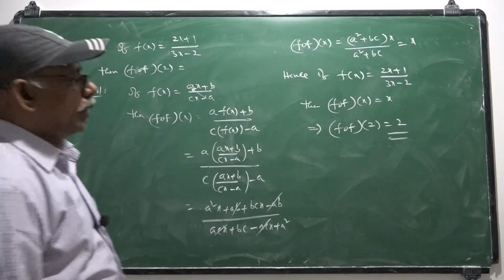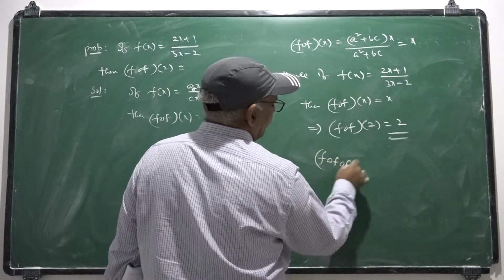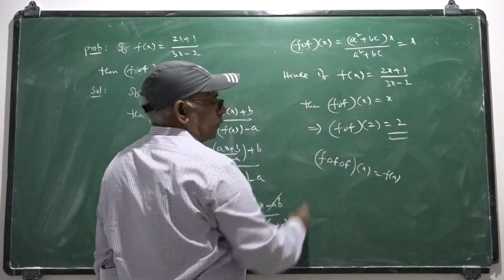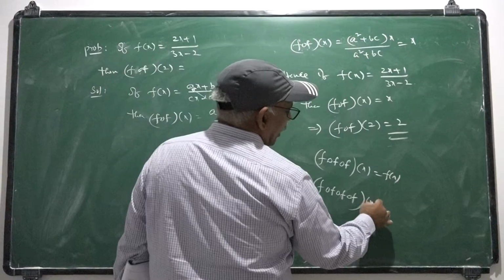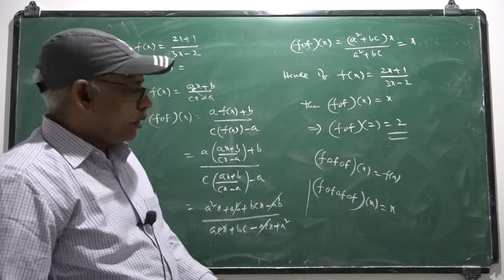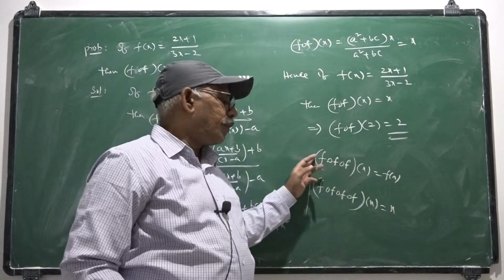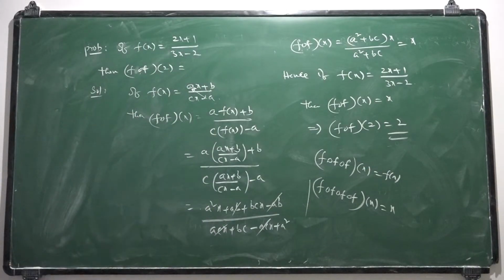In this case, f circle f taking 4 times, and taking 3 times we get f(x). F circle f taking 4 times we get again x. Like that, once an even number of times f is operated, we get x. In case of an odd number of times f is operated, we get f(x). That is one important point related to the composition of mappings.